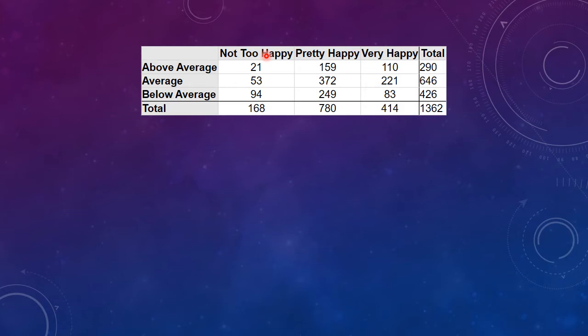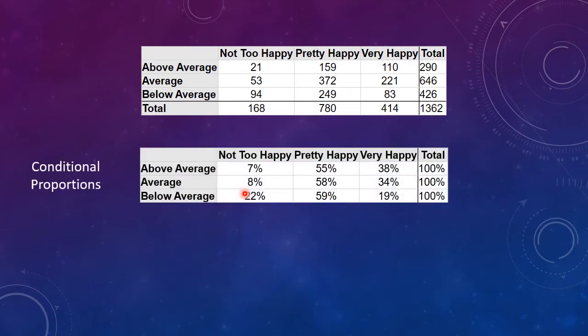That is, we looked at the conditional proportion of people who are not too happy, pretty happy, or very happy, first just among those people who are above average income, then just among those people who are average income, and then just among those people who are below average income. Here are the conditional proportions from the General Social Survey happiness and income data. In this case, does it look like the two variables are independent? Not really. The chances of being not too happy are much greater for people with below average income, and the chances of being very happy are greater for people with above average or average income.